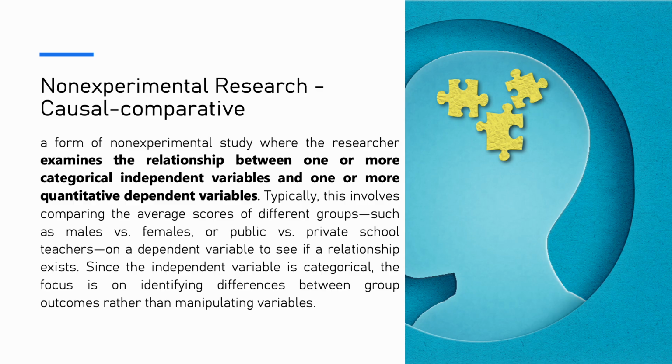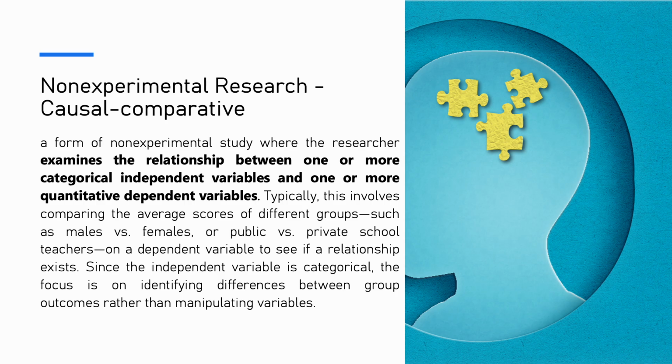Let's now look at a specific type of non-experimental research design called causal comparative research. In this approach, the researcher examines the relationship between one or more categorical independent variables and one or more quantitative dependent variables. Unlike experimental research, there is no manipulation of the independent variable and no random assignment of participants to groups. Typically, causal comparative studies involve comparing the average scores of different groups.